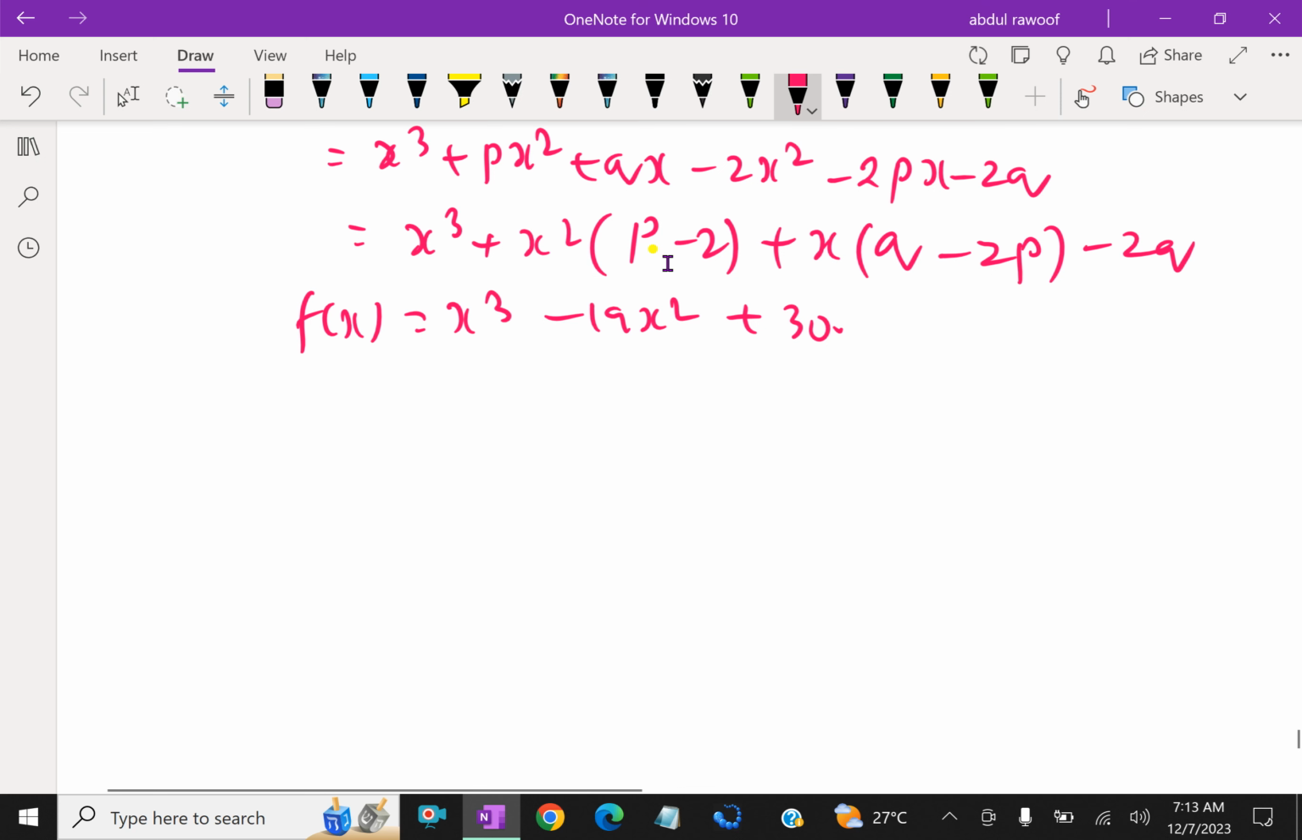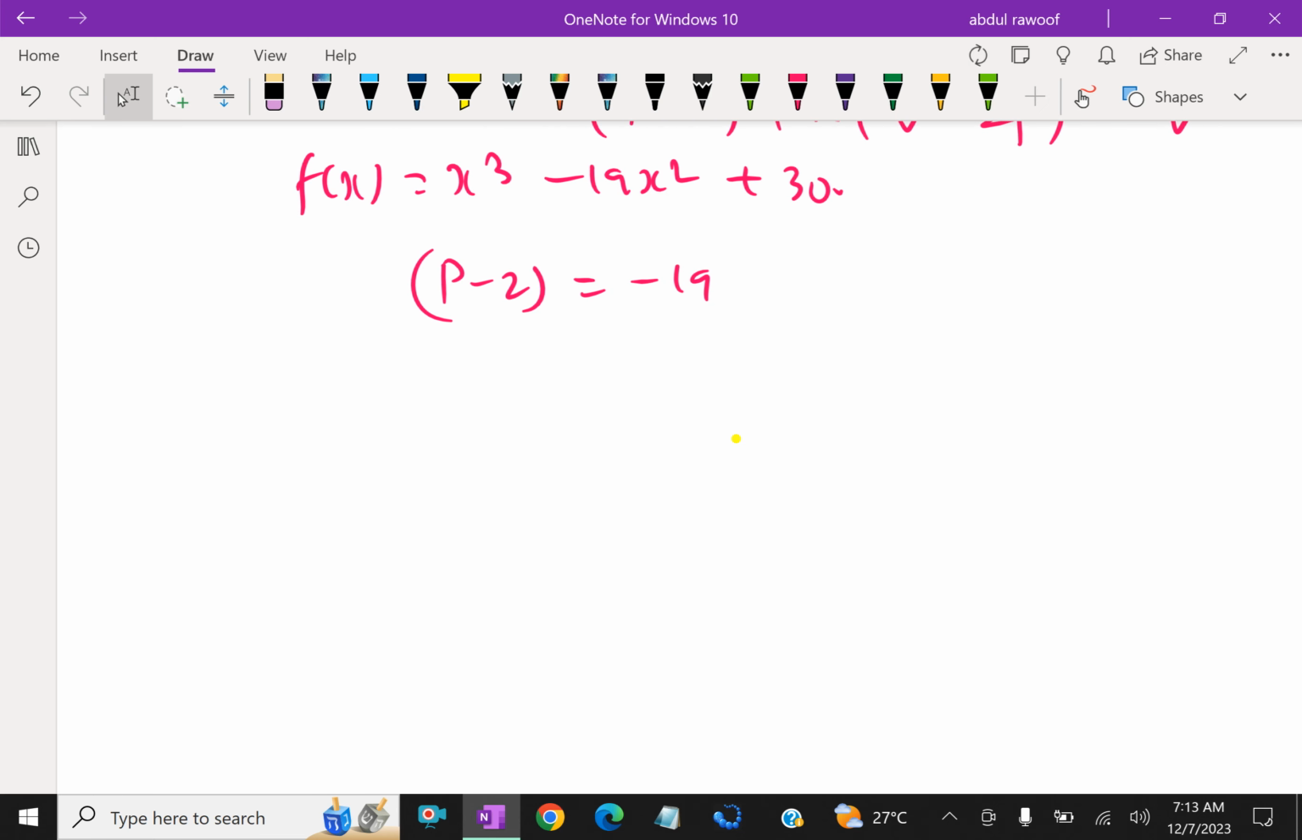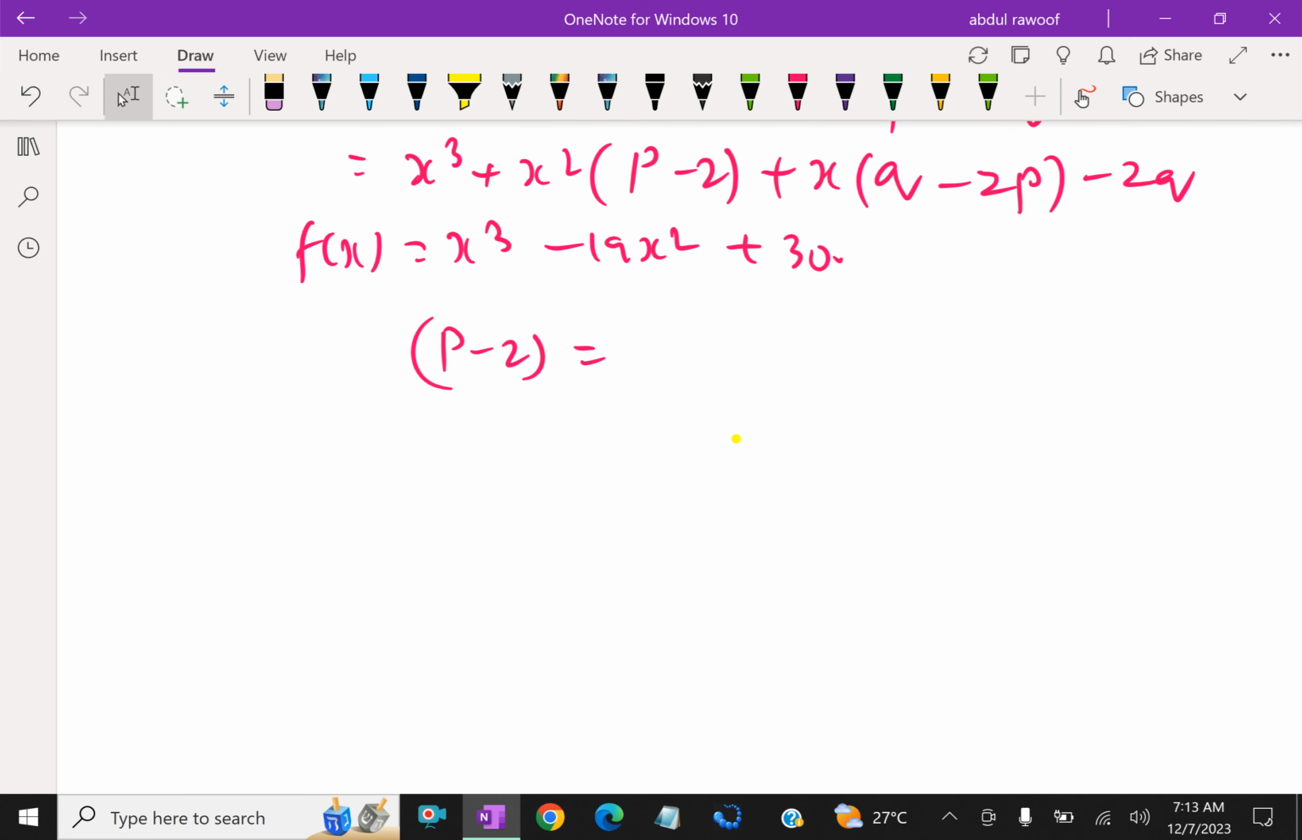Comparing the x squared term, the coefficient is p minus 2. Here the x squared term is not there in the original f of x, therefore p minus 2 equals 0. From that, p equals 2.